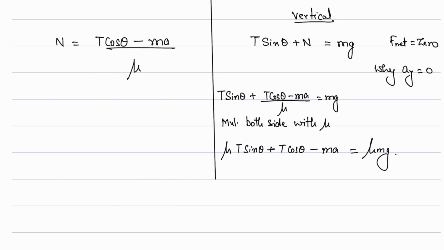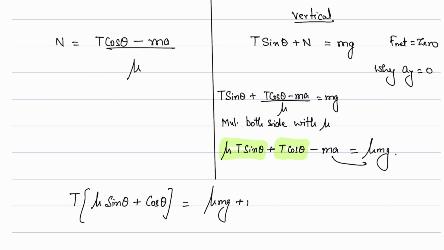So what we are looking for, we need to check this thing, that we are looking for tension. So how to solve the tension? Take these things, one value and two value. And this value this side. So take out T common: T(mu sine theta plus cosine theta) is equal to mu times mg plus ma. Clear? Okay.